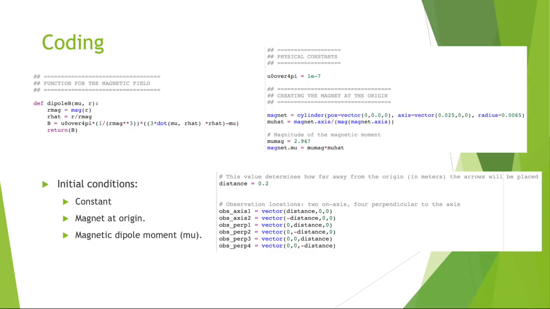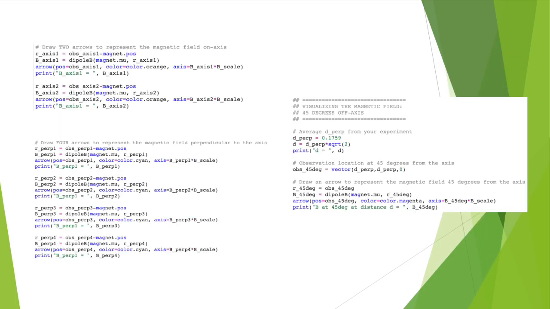These are the conditions for my computational model, where I have set the constant mu naught over 4 pi, created the magnet at the origin, and set my measured magnetic dipole moment mu. I also created a function to calculate the magnetic field of a dipole for me, and set 6 different observation locations, 2 on-axis and 4 off-axis. Here's the rest of my code.